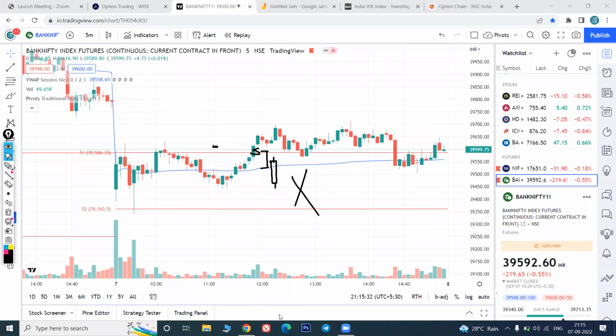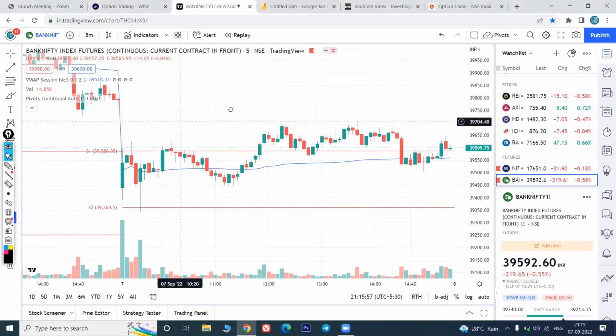VWAP, from my experience I tell you, is one of the most dangerous. When we were thinking that price will easily cross VWAP, it will touch the VWAP, it will roam around here and then shoot up like anything. You will be dangerously stuck in your trades. That's one more thing.